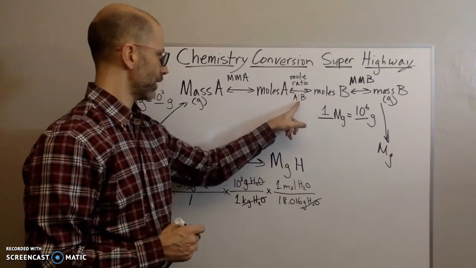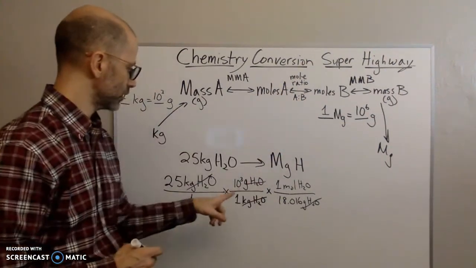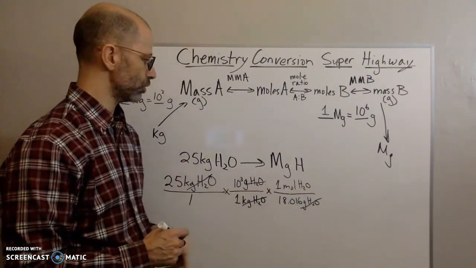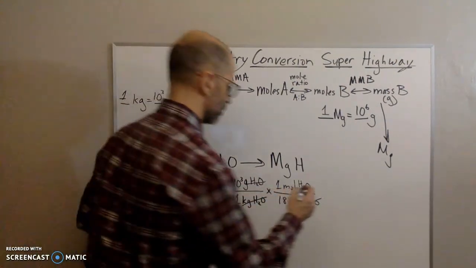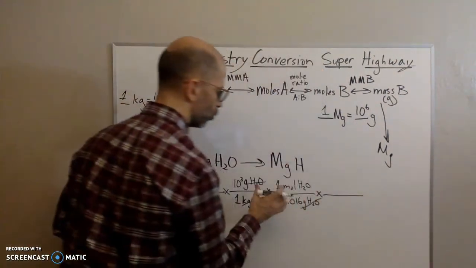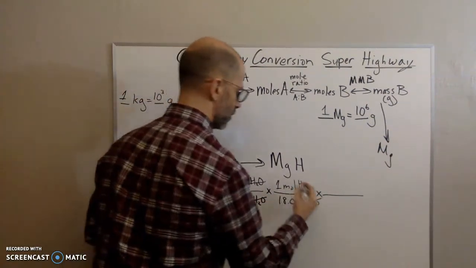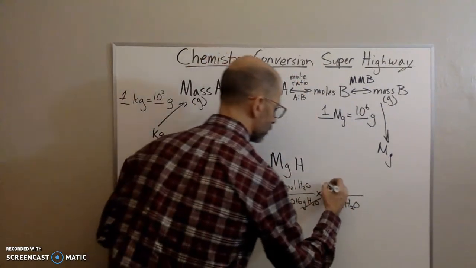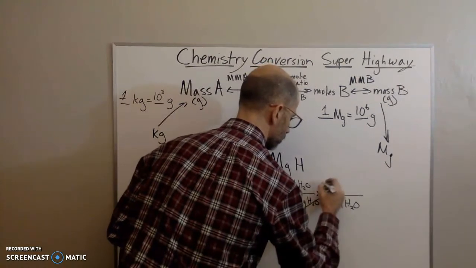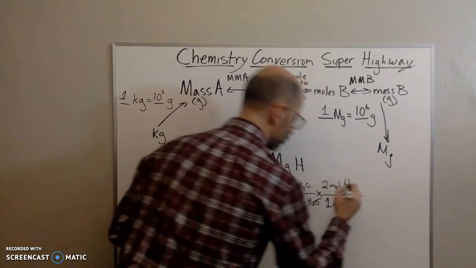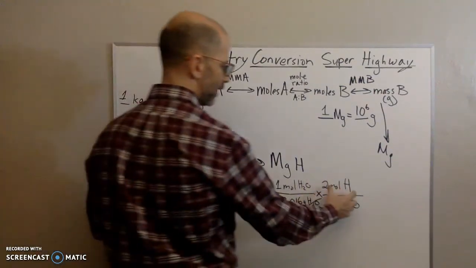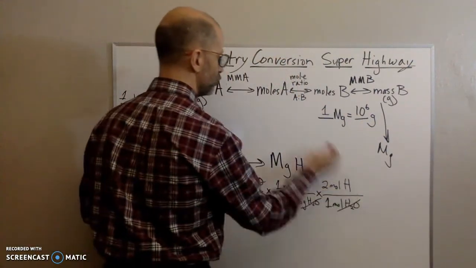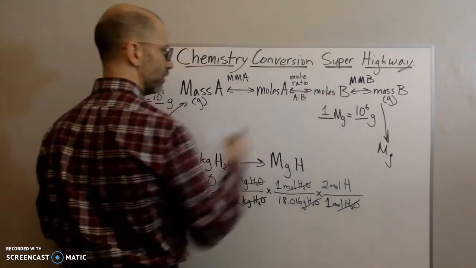Now I can use the mole ratio of the whole to the part. In this case, 1 mole of water, H2O, is going to give me 2 moles of hydrogen atoms. So the moles of water cancel out. Now I'm at B, my hydrogen, so now I have moles of hydrogen.